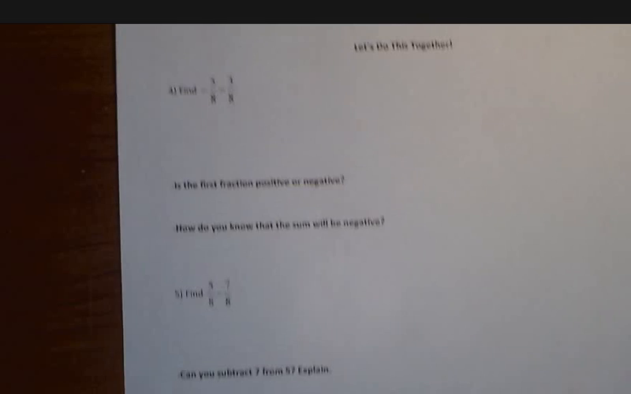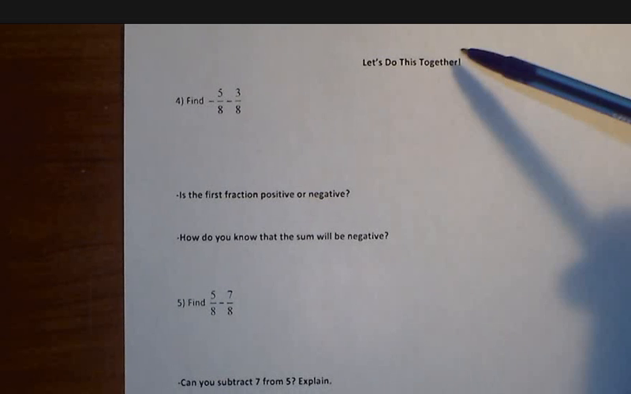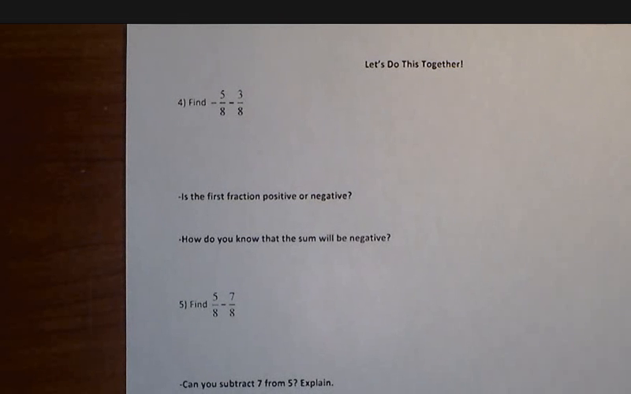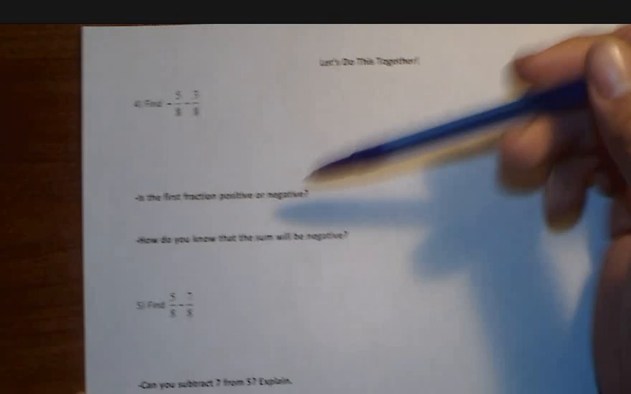And let's do this next problem together. So we've been focusing on addition of fractions with like terms. Right now what I want to do is focus on subtraction of fractions with like terms. So we're looking at this fraction here. Same thing goes as before. We look to see if the denominators are the same. In this case they are.